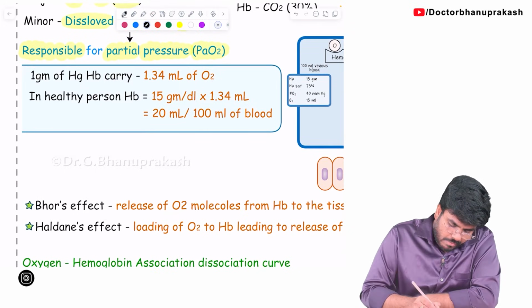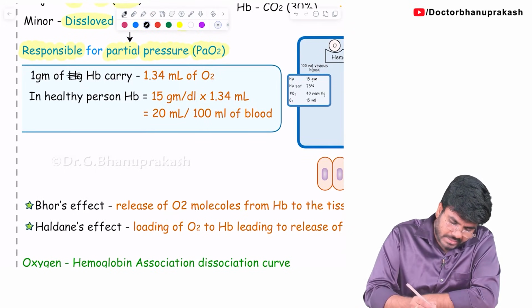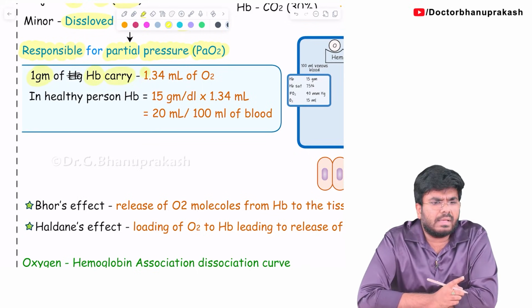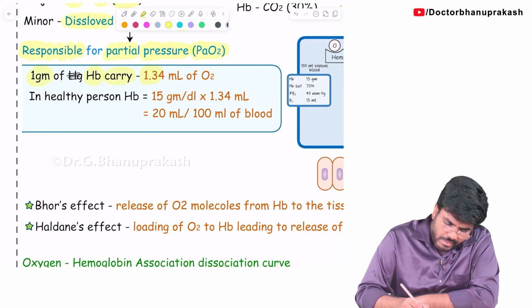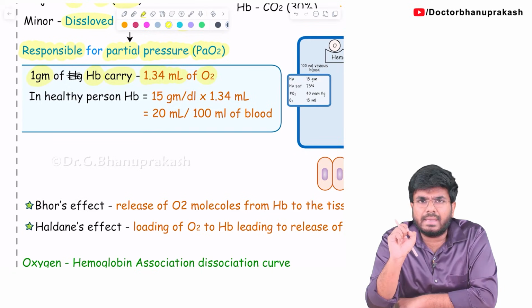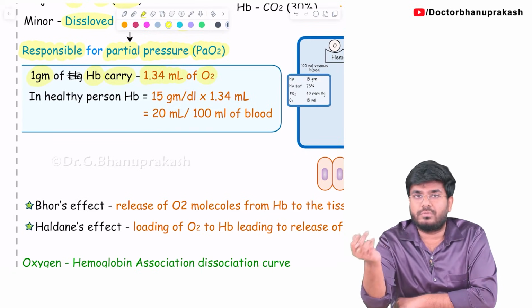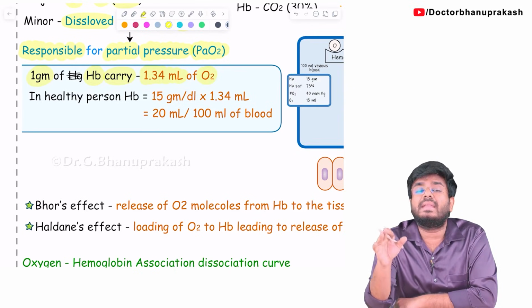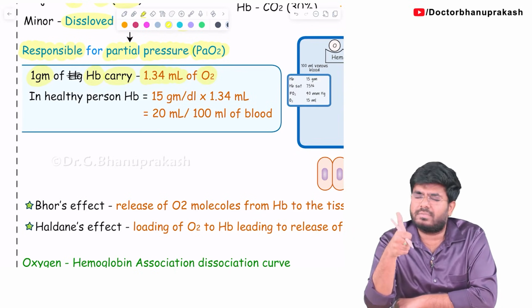Next up, let's see some basic values. Okay, we all know 1 gram of hemoglobin, let's say, carries how much oxygen? 1 gram of hemoglobin can carry 1.34 ml of oxygen. We all know hemoglobin can bind with oxygen. So 1 gram of this protein called hemoglobin can carry up to how much oxygen? 1.34 ml of oxygen. Fine, good.